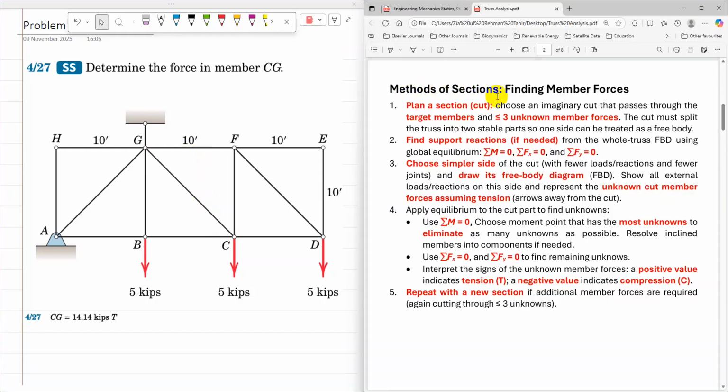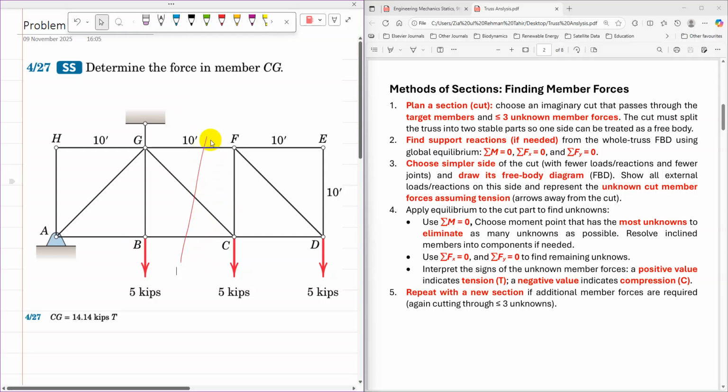So, finding member force using the method of sections. These are the steps. The first one is to plan a cut, and then choose an imaginary cut that passes through the target member. So there is a target member. We need to cut through FG, CG, and BC along here.